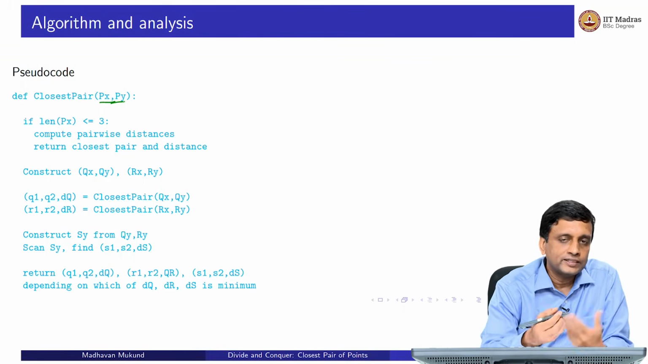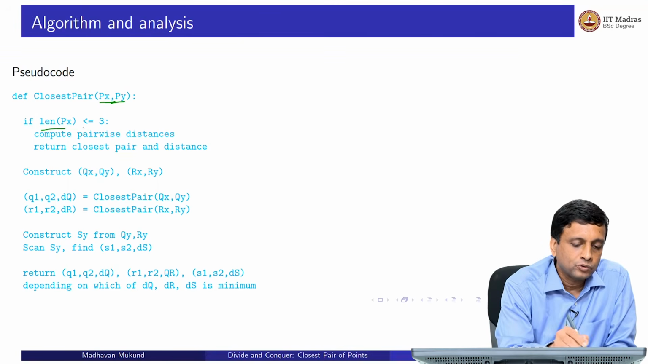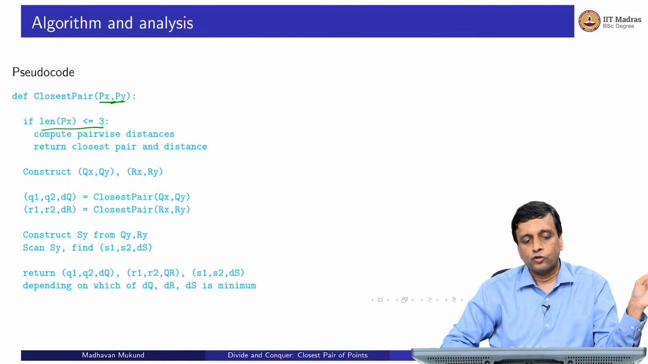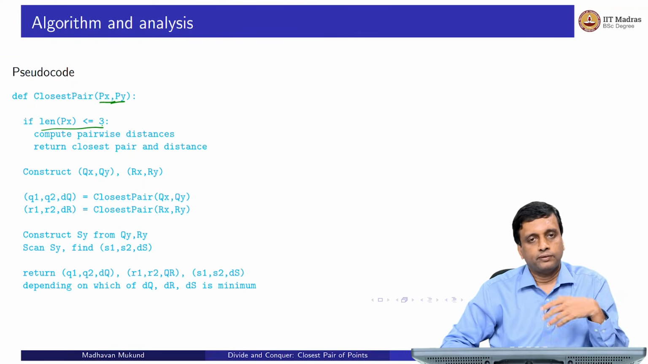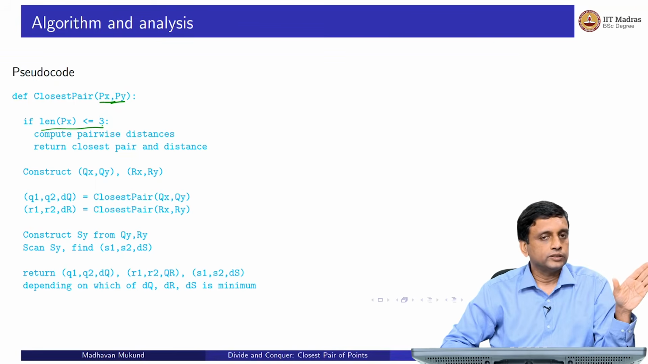So first of all, if it's a very small list, up to 3, I will just do it brute force. I will just compute every pair in that. So there are 3 points. I will compare all the 3 pairwise distances, 1 to 2, 2 to 3, 1 to 3, and report the closest pair and the distance of that. So I will just do it by brute force.